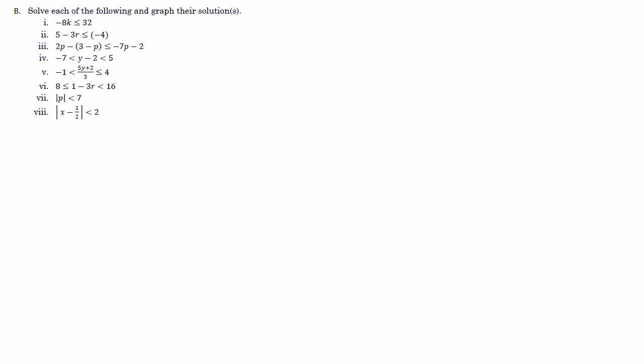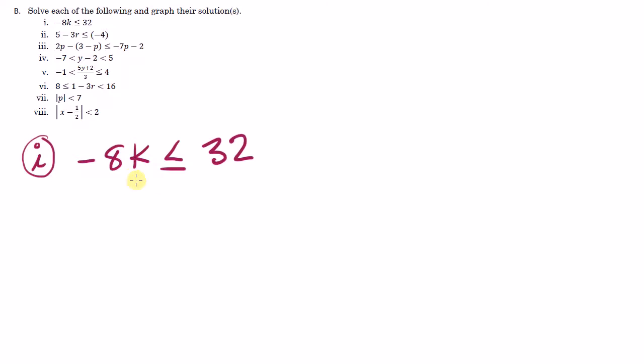Now we are asked to solve each of the following and graph their solutions. All right, so here we go. This is going to be I. We have negative 8k is less than or equal to 32.